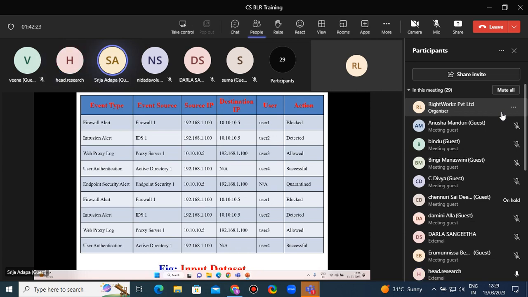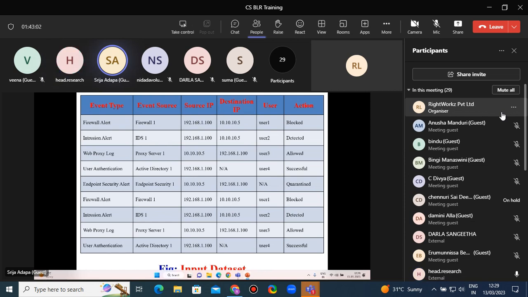And next we have taken the web proxy log. Here the event source is proxy server 1. Source IP address and destination IP address are 10.10.10.5 and 192.168.1.100. Here user 3 is allowed for the action, and the fourth one is user authentication. Here we have taken Active Directory 1 as event source, and source IP is 192.168.1.100. Here there is no destination IP address, which is user 4, and user authentication is a successful action here.